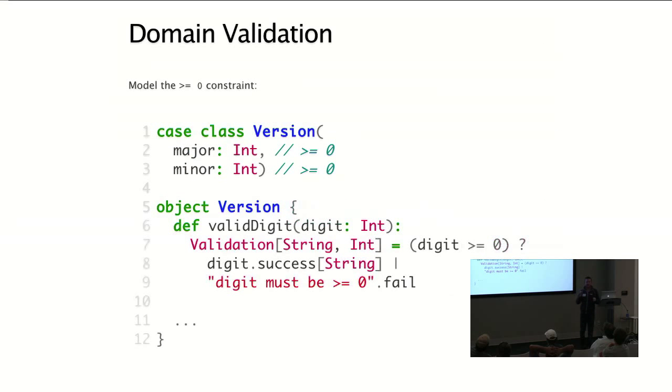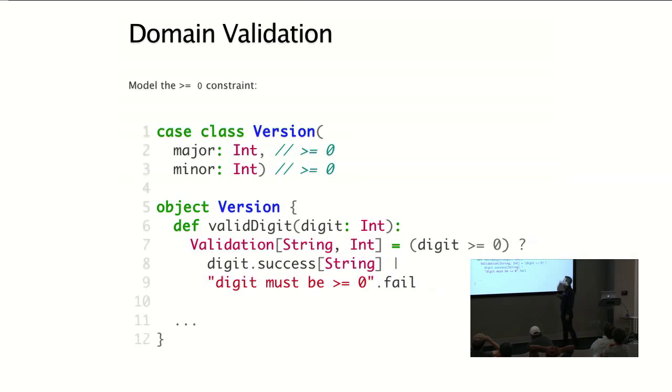Now let's try and implement this constraint. I want to make sure that the digit is greater than or equal to 0. Pretty easy. All we need is this Boolean test: is it greater than or equal to 0? If so, I'm just going to return the digit. Let me pause for a second. A valid version means a valid major number and a valid minor number. So the smallest unit that we're going to work with is this number. We're going to do that on the major part, and on the minor part, and then we're going to combine them together.